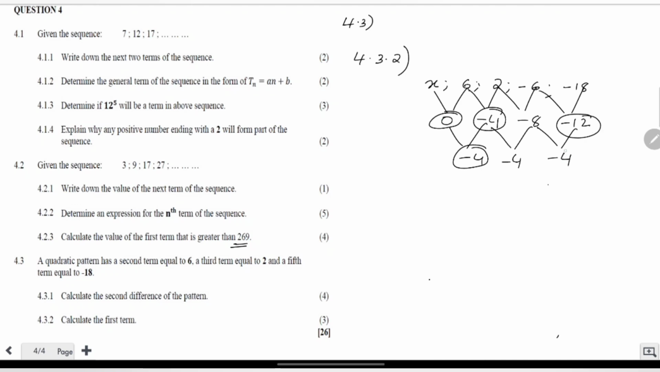Clear? Because minus 12 minus minus 4 is going to be minus 8. Then minus 8 minus minus 4 is minus 4. So it's going to be 0. Which means what is the value of x? This 6 minus 0, that is x is equal to 6 minus 0. We are just doing in the reverse order, which is going to be what? 6. So the first term, t1 is equal to 6. Is it clear? This one is going to be 6.